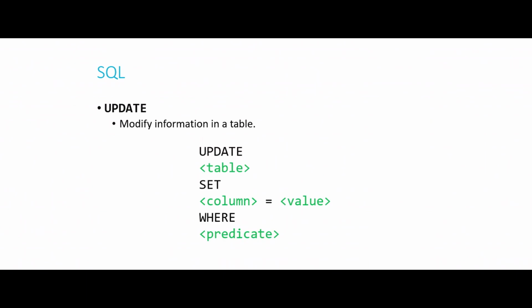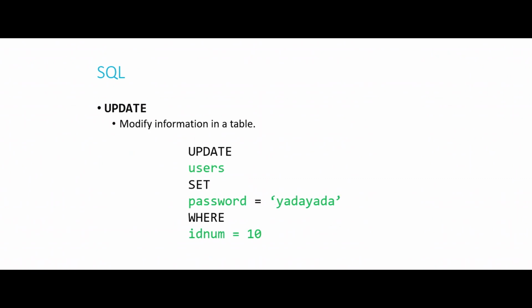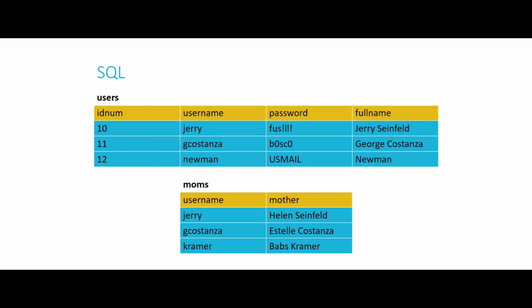The skeleton looks like this. Update table, set column equals value. So we're updating some column to have a new piece of data in it. Where predicates. We're trying to figure out which row we want to update, and then we're updating that column. So for example, I want to update users, set password equals yada yada, where ID num equals 10. You can probably guess what's going to happen here. We're going to find the row whose ID number is 10, and we're going to update the password there from Fusili to yada yada. Pretty straightforward.